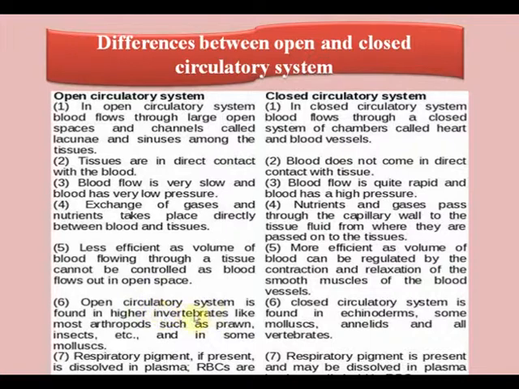Next, open circulatory system is found in higher invertebrates like most arthropods such as prawn, insect, etc. and in some mollusks, whereas closed circulatory system is found in echinoderms, some mollusks, annelids and in all vertebrates. In open circulatory system, respiratory pigment if present is dissolved in plasma. RBCs are not present in open circulatory system, whereas in closed circulatory system, respiratory pigment is present, and RBCs are present; the pigment may be dissolved in plasma, but is usually held in RBCs. So these are the main differences between open circulatory system and closed circulatory system.